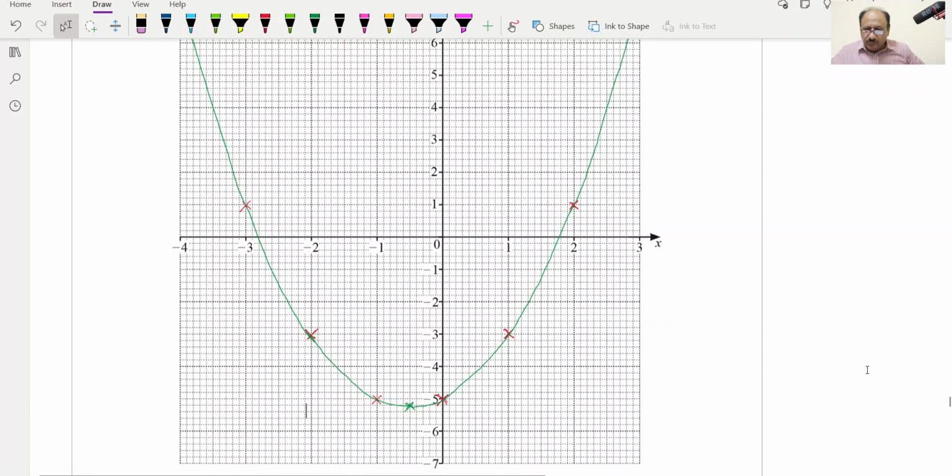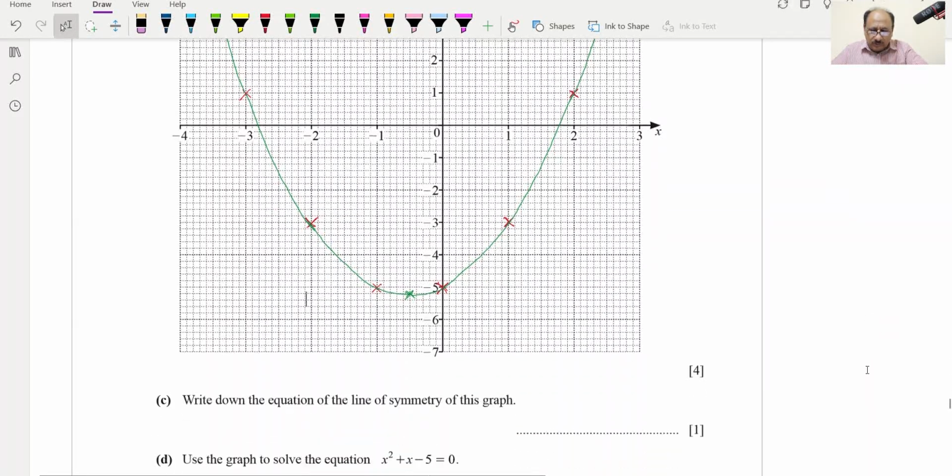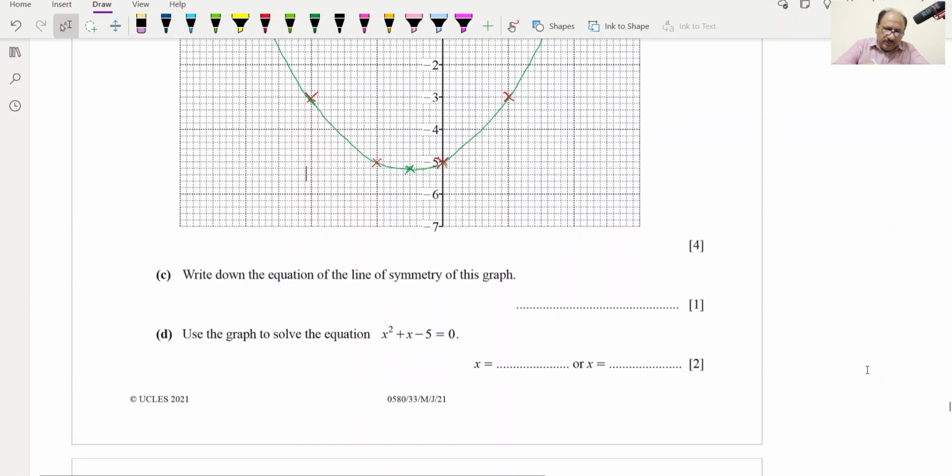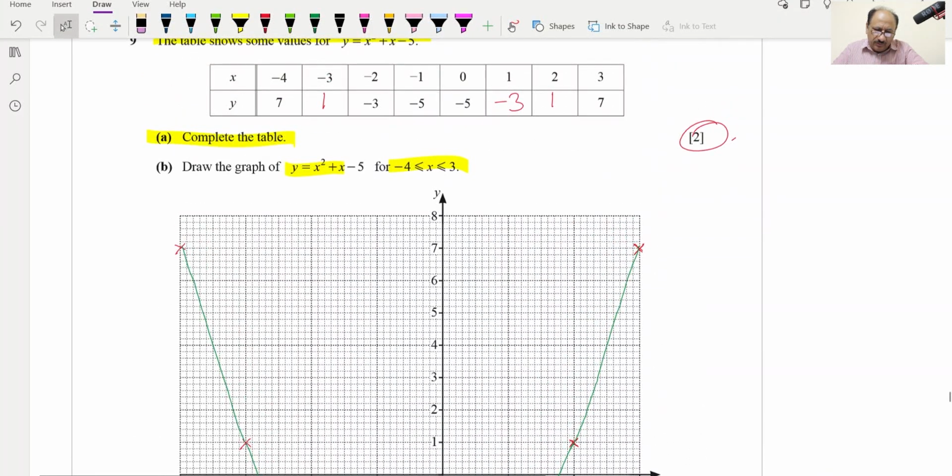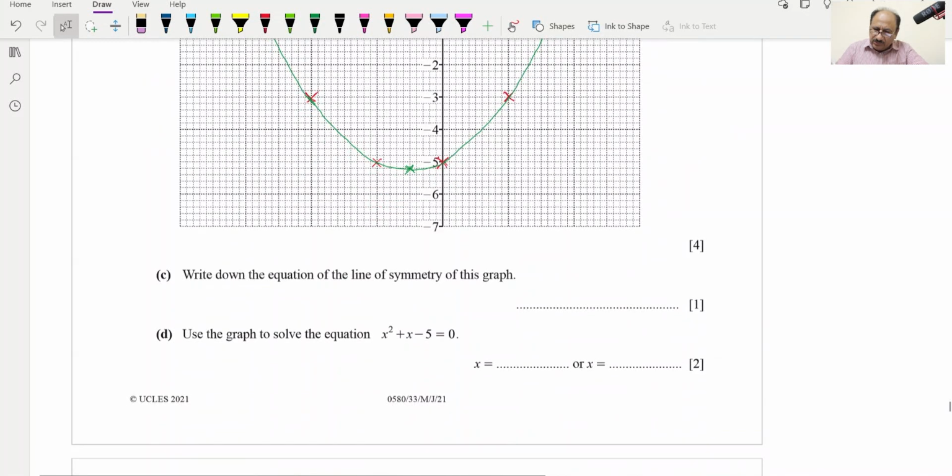Almost accurate we have drawn. After this one, write down, they are saying C part. B part we have done, which is for the drawing, and this drawing is 4 marks. And C part says write down the equation of the line of symmetry of this graph.